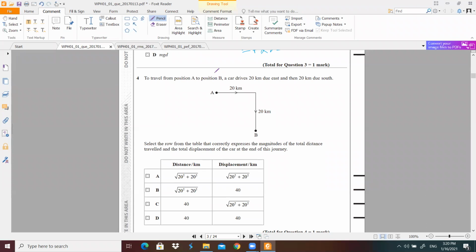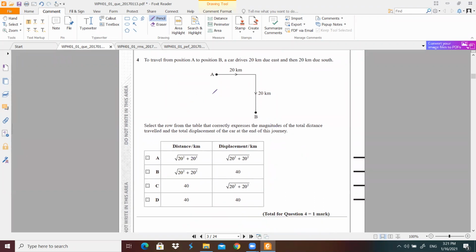To travel from position A to B, a car travels 20 km due east and then 20 km due south. Select the row from the table that correctly expresses the magnitude of the total distance and the total displacement. What is the difference between distance and displacement? We know this from our IGCSEs. Distance is the path length of the total distance traveled, whereas displacement is the shortest distance between 2 points. And we all know the shortest distance between 2 points is always a straight line.